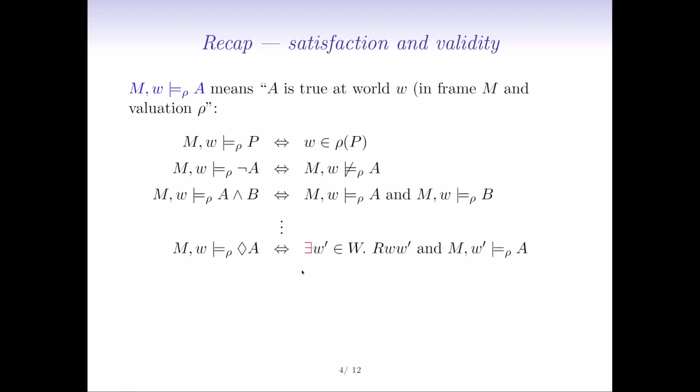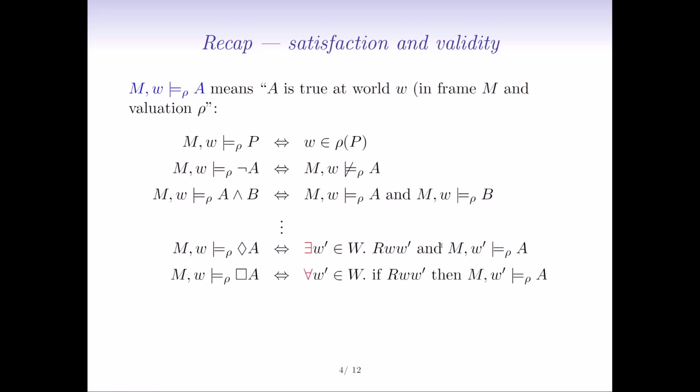And then we have the clauses for the two modalities. So diamond A is supposed to say possibly A, and that basically says there is some world accessible from the current one where A is true. So you can even think of A holds in one step, perhaps. So formally, the clause is diamond A is true at W if there is some W prime such that W prime is accessible from W, which is to say R W W prime, and the formula A is true at W prime.